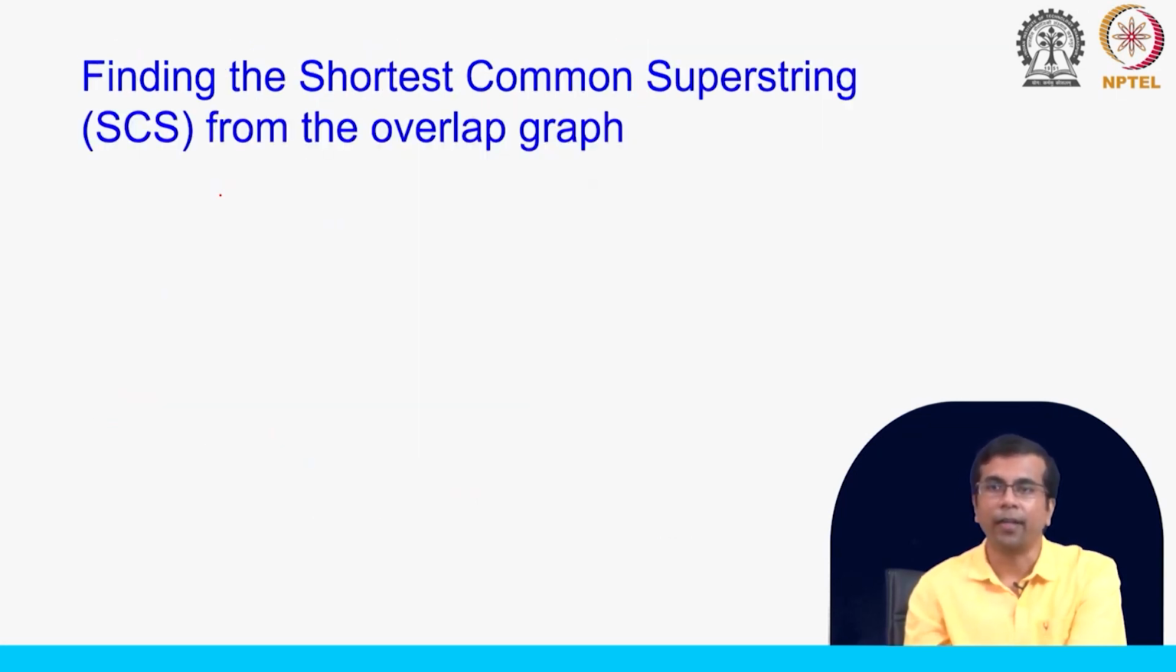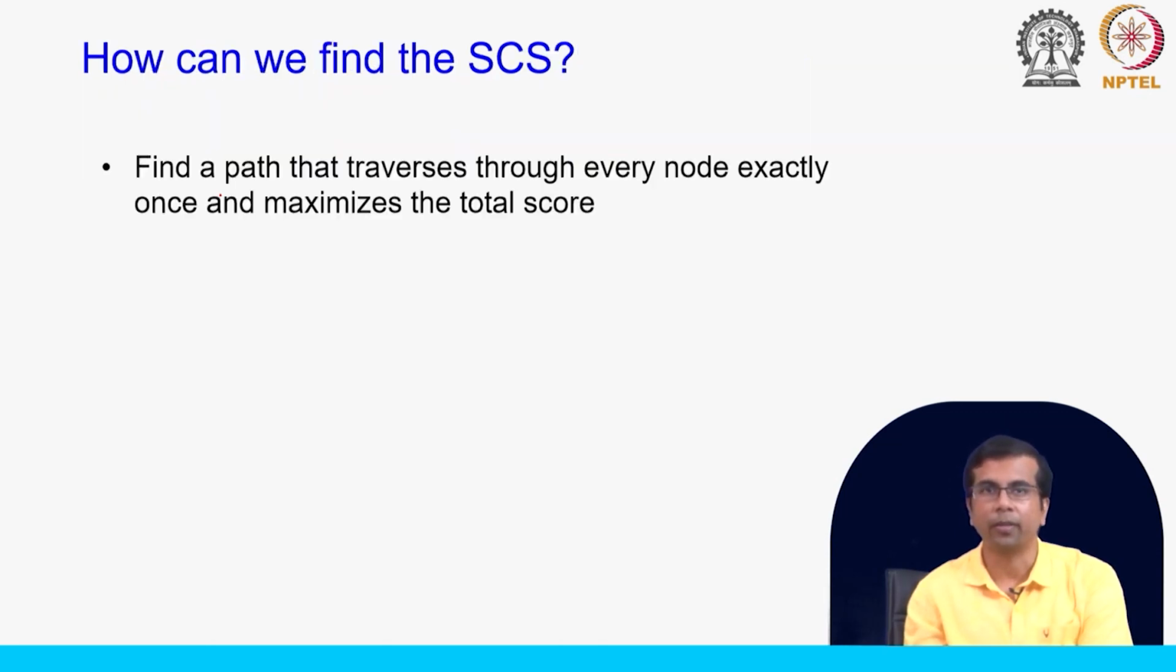Okay. Now, the idea in the shortest common superstring approach is that we can determine the reference sequence, or we can derive the reference sequence from this overlap graph. Okay. Now, what do we have to do if we want to do that? What are you going to do? Okay. So, how can we find the shortest common superstring? So, the idea is if we can find a path that traverses through every node in this graph exactly once and maximizes the total score.